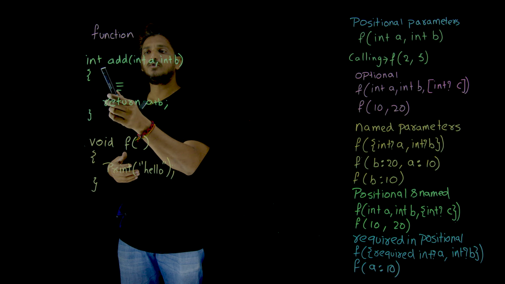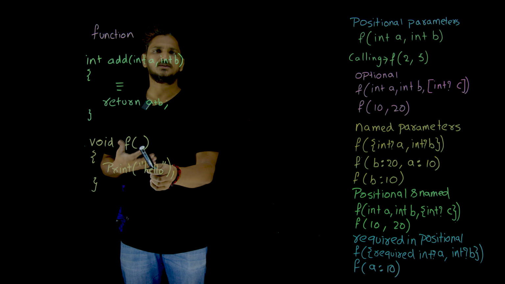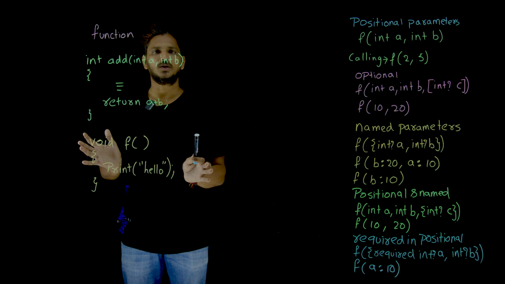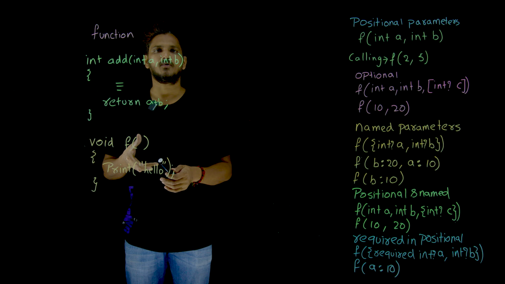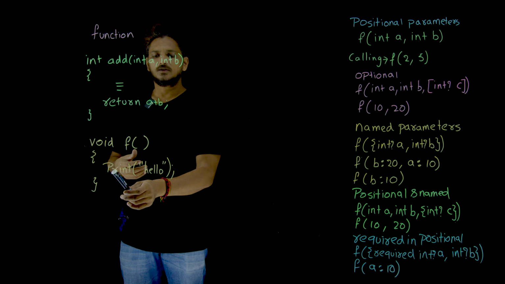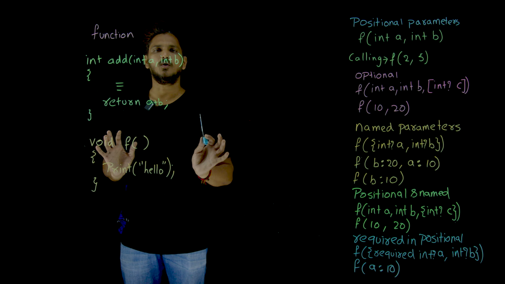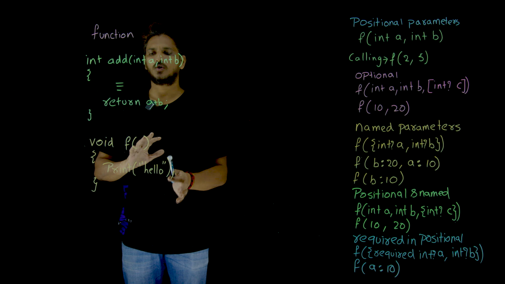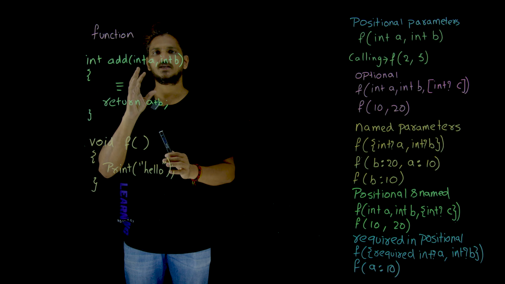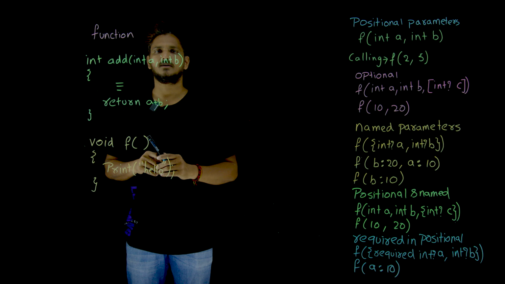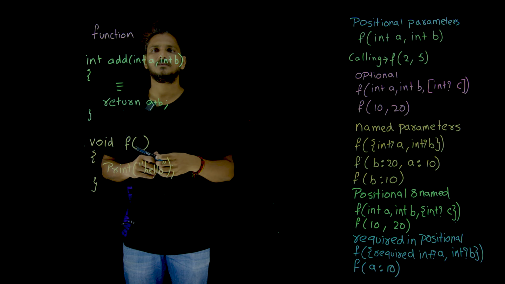Suppose you don't want to return anything, you just write void. If you don't want to pass any values, you just leave it empty. Yes, you can leave it empty. There is nothing mandatory about passing values to the function. So this function is simply displaying hello. It is not returning anything, and during the function call we are not passing any values to the function. This is the simple definition of a function.